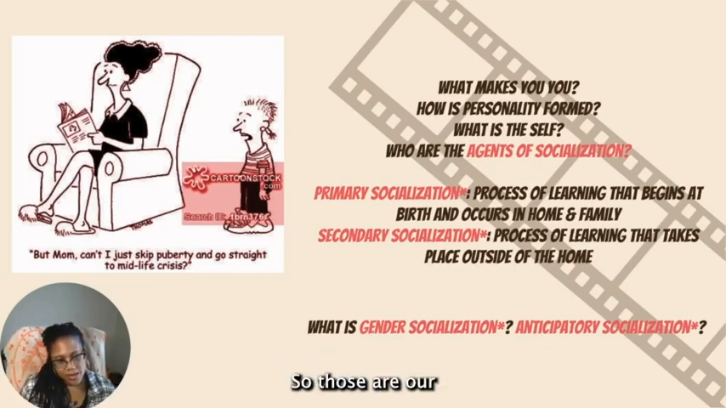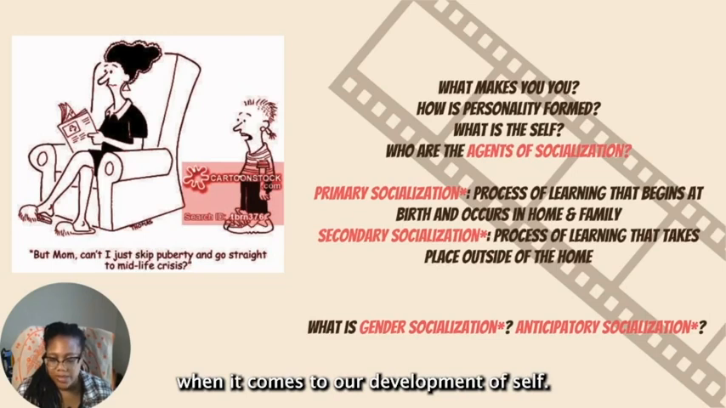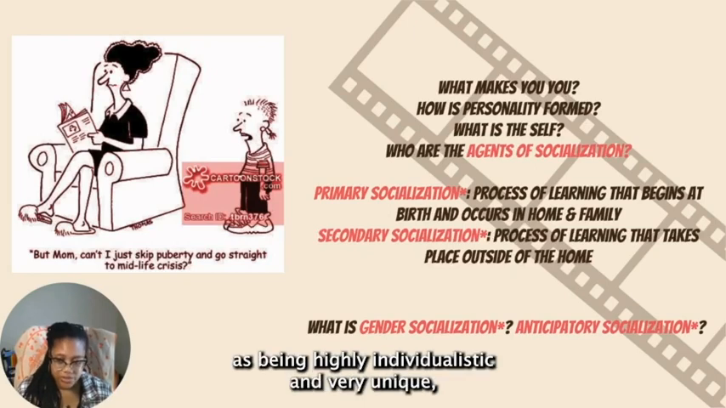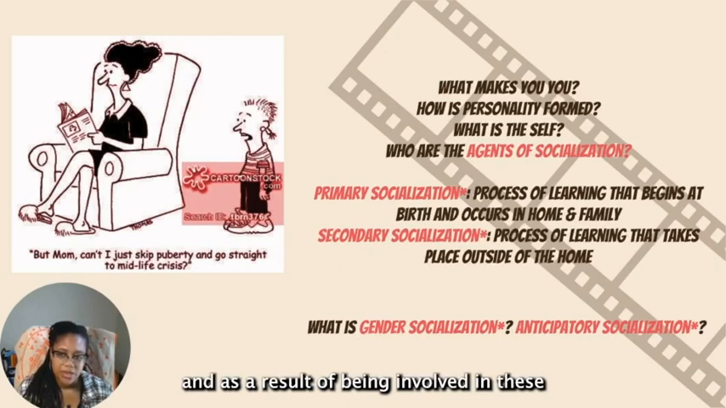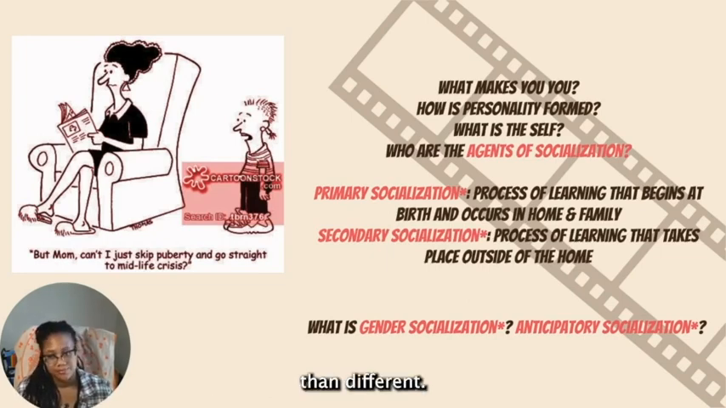So those are our agents of socialization, and they're all pretty important when it comes to our development of self. It's interesting because we like to think of ourselves as being highly individualistic and very unique. And as a result of being involved in these very conservative and often rigid systems of socialization, we end up being a lot more similar than different.